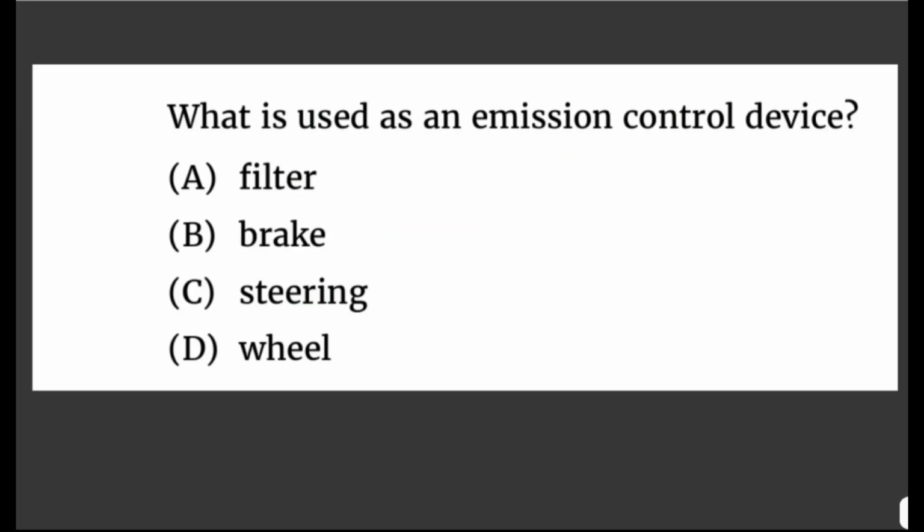What is used as an emission control device? A. Filter, B. brake, C. steering, or D. wheel? The answer here is filter. The emissions control system uses filters to keep pollutants from traveling out of a vehicle with the exhaust, or at least reduce them.